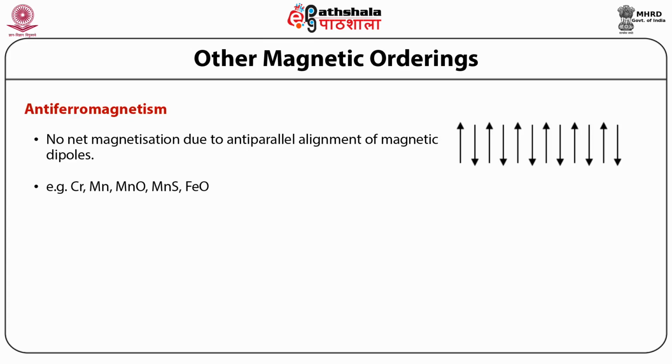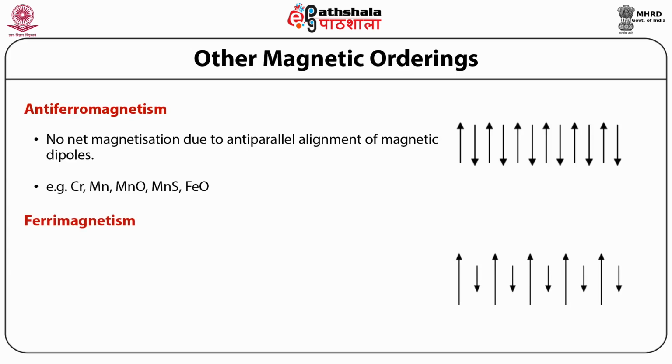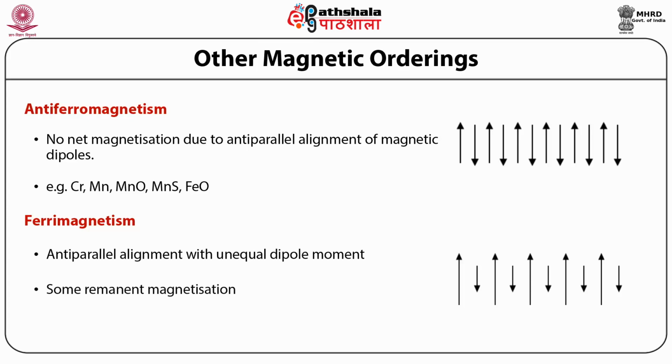The examples of antiferromagnetic materials are chromium, manganese, manganese oxide, manganese sulfide, and iron oxide. Next is ferrimagnetism, where there is anti-parallel alignment with unequal dipole moment. This leads to some remnant magnetization. The examples of ferrimagnetism are ferrites.